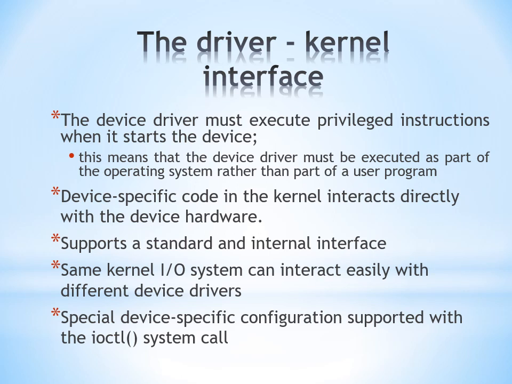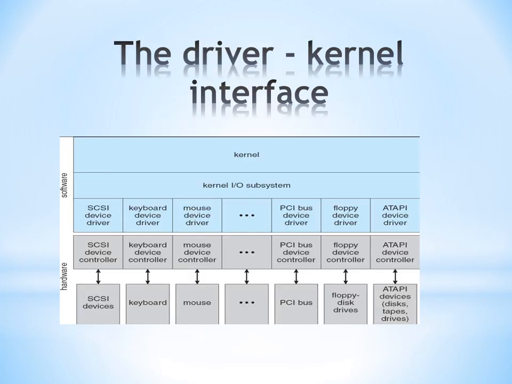So when your device driver wants to connect to your devices, this must be done at the operating system level, which is through your kernel. Why in the kernel? Because your kernel knows where your device driver is allocated. So there will be special devices, and we have a specific configuration. This device kernel interface requires special device configuration supported with the I/Os through the system call. Okay, so this is the device driver kernel interface.